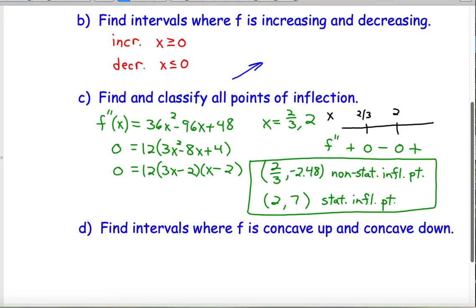All right, and then finally, find the intervals where f is concave up and concave down. We've got that from our sign chart. So we're going to say concave up.